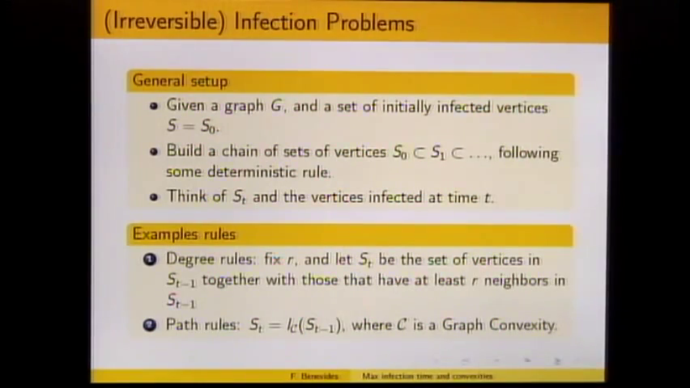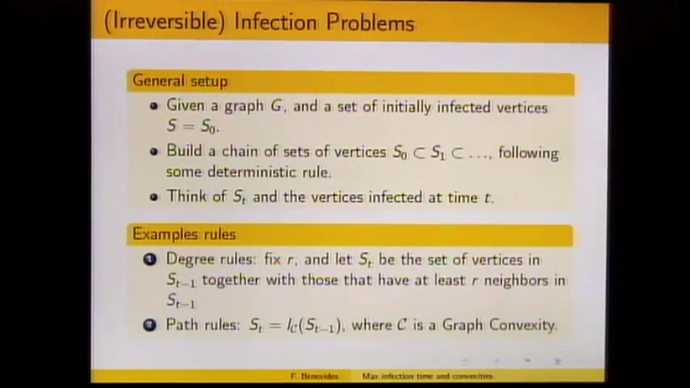So these are very different ways to spread the infection. One is very local. In the first one, you are only interested in your neighbors. And the second one is much more global, because we have a long path starting and ending in two infected guys. But then again, the second one will heavily depend on which convexity you are working on.